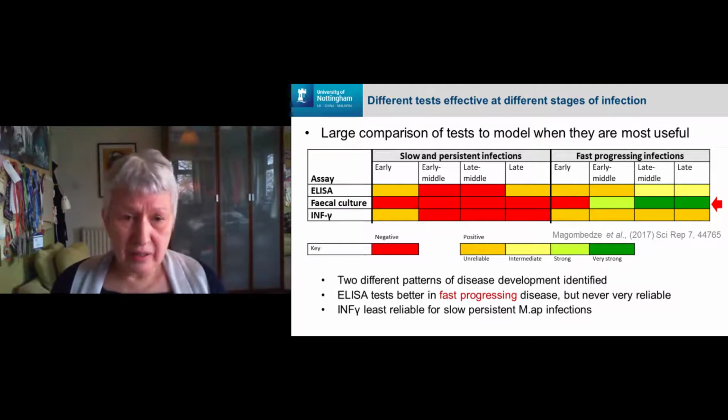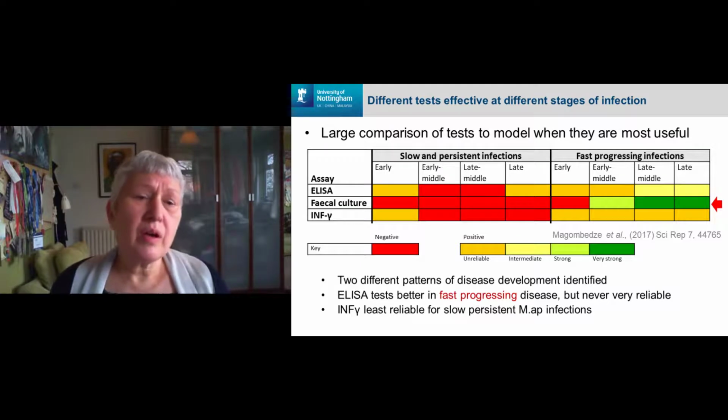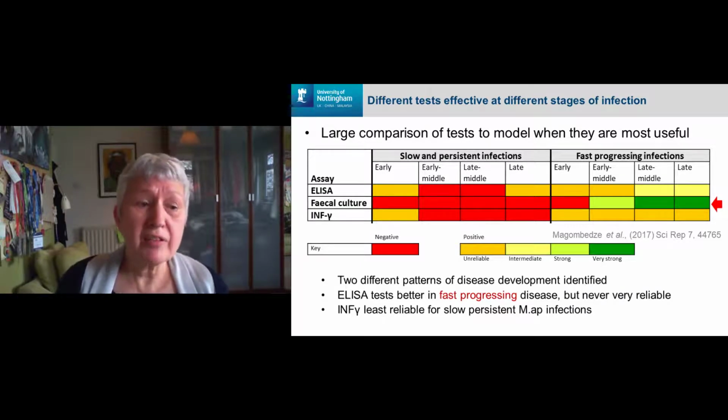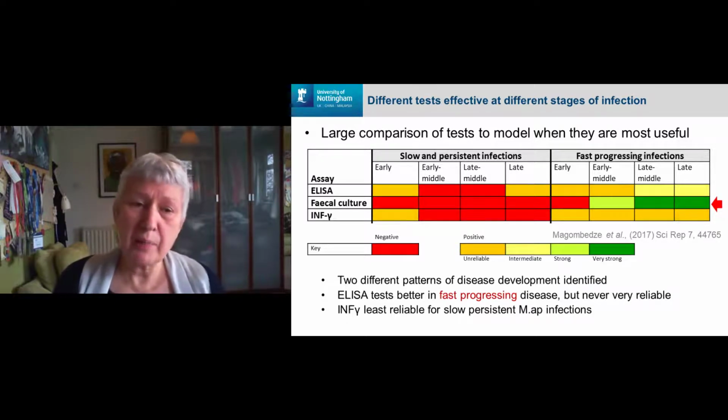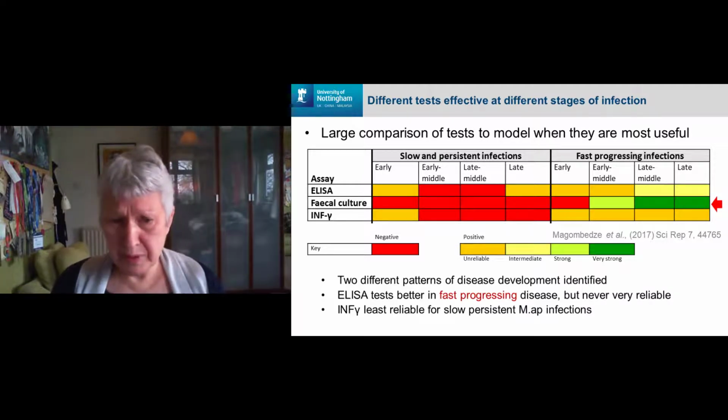In comparison, if they looked at these fast progressing infections, you could see that the ELISA stayed more useful for longer. Fecal culture became very strong in the late stages of infection. But interferon gamma was actually stable, but intermediate and unreliable all the way through infection. So this is why in agriculture, they're looking for these new tests, because you have this fluctuating pattern. You have to take repeat tests to see if you get a positive result. And if you've got different forms of disease at different stages, you may get different types of results.